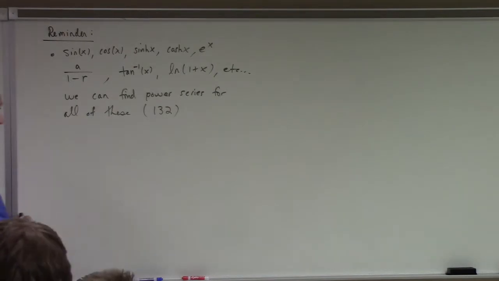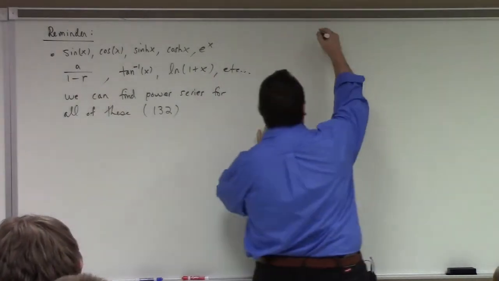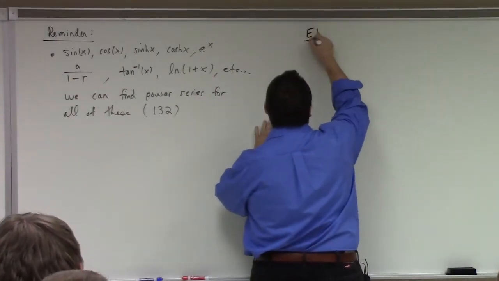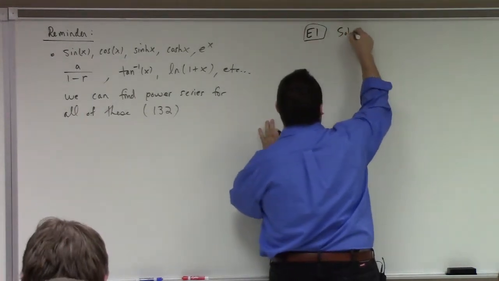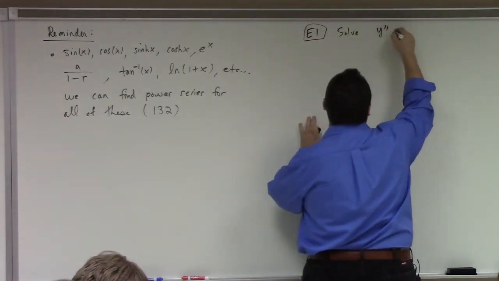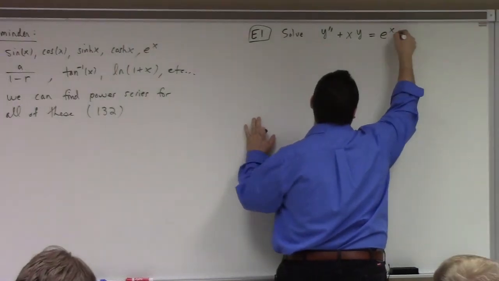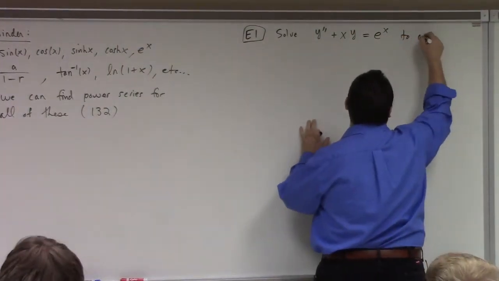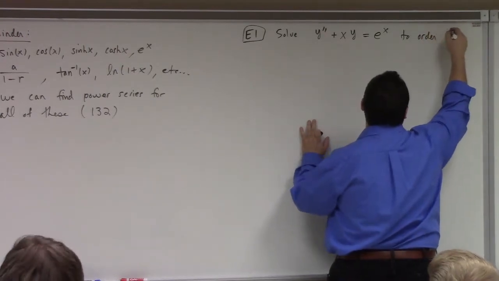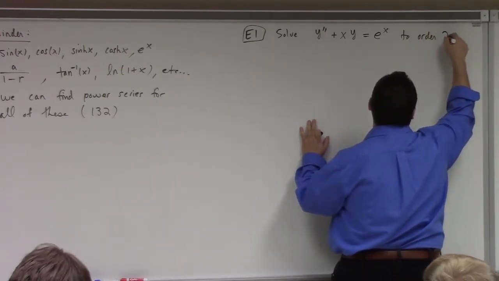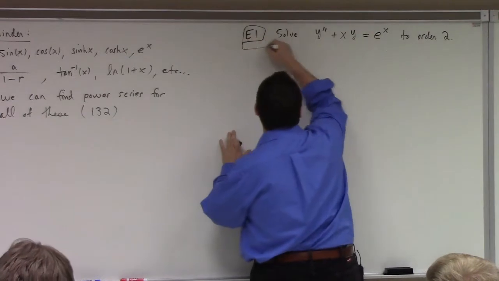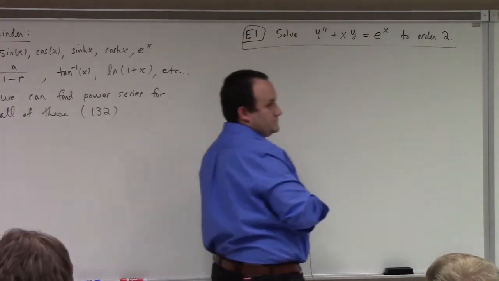So let's look at example 1. Let's solve y prime prime plus xy equals e to the x to order 2.